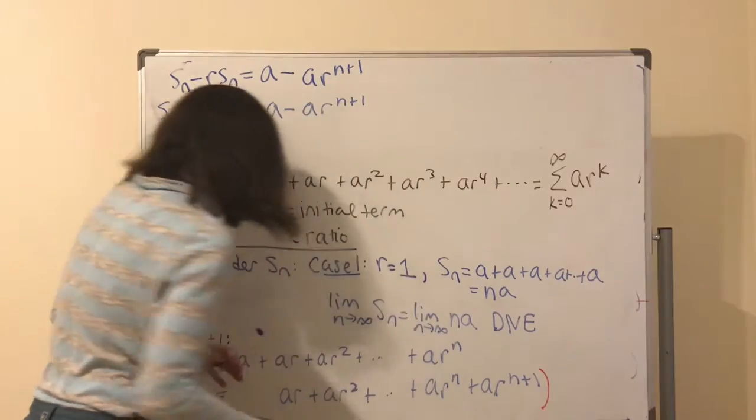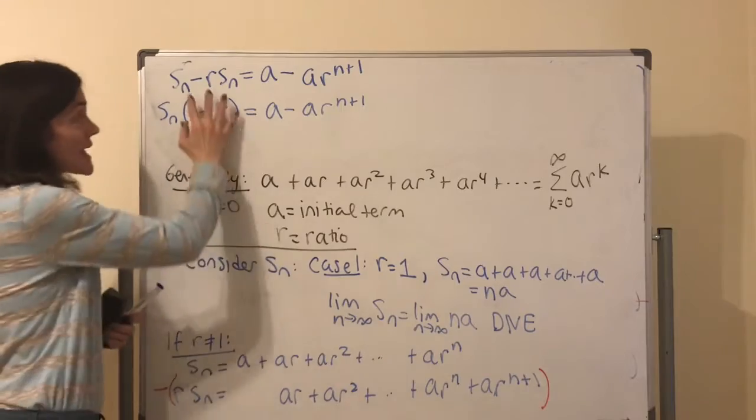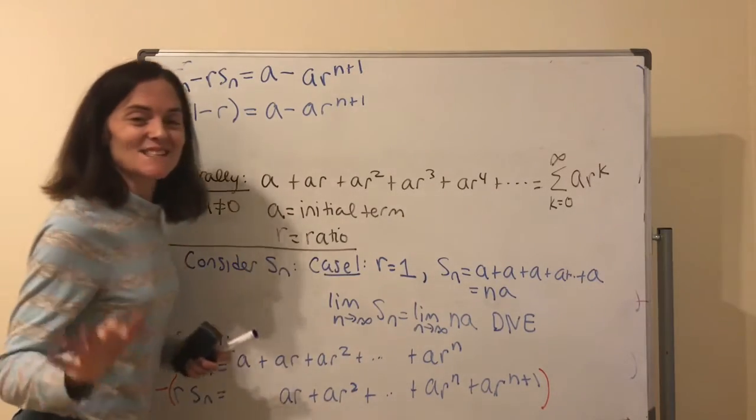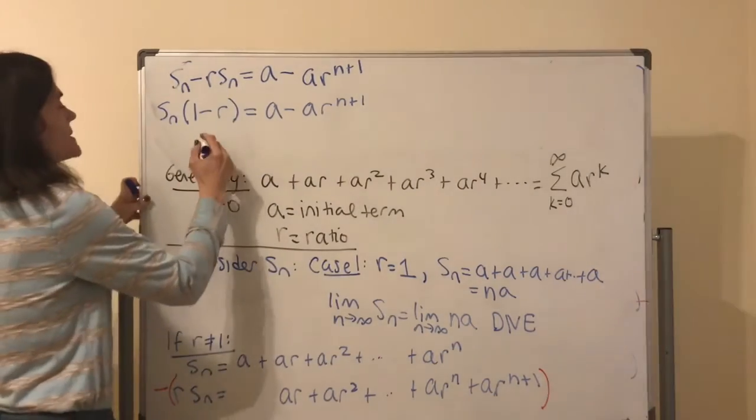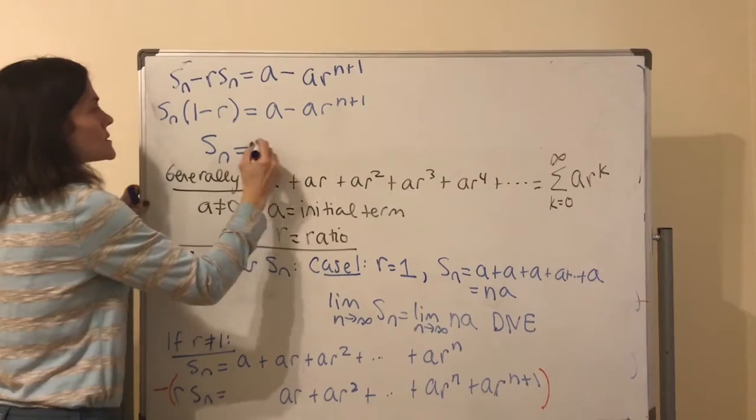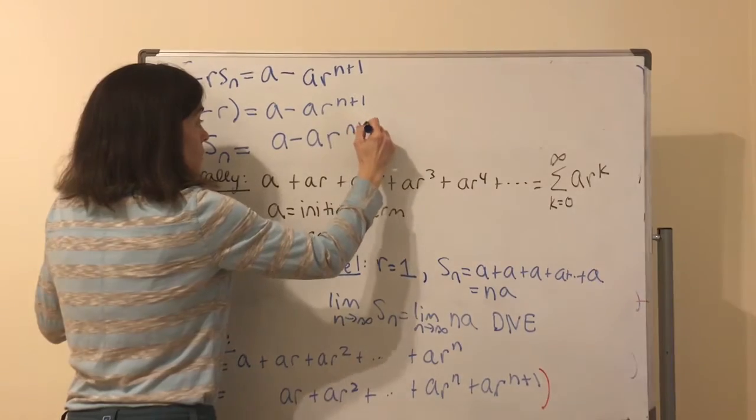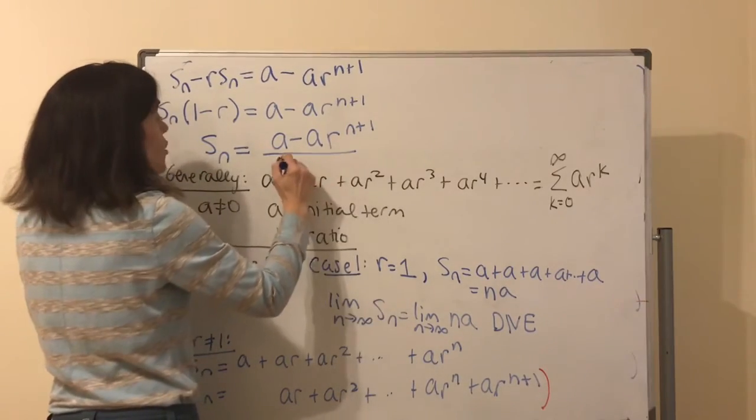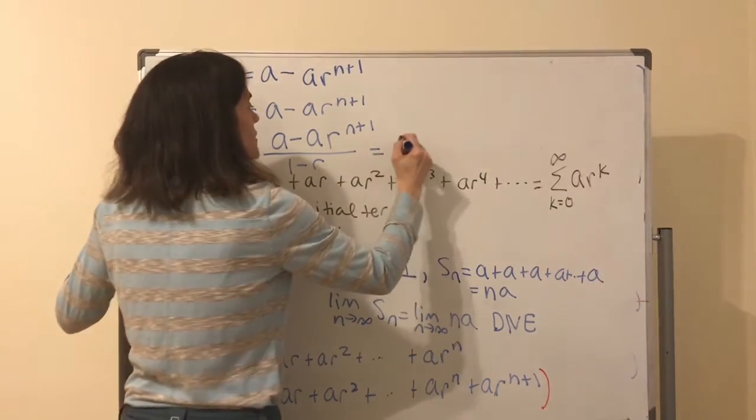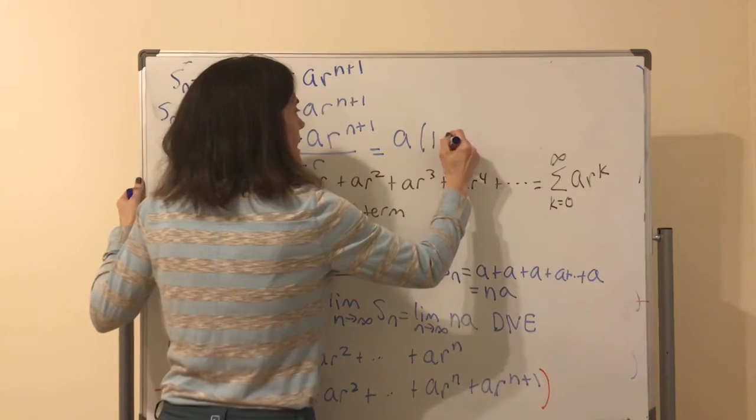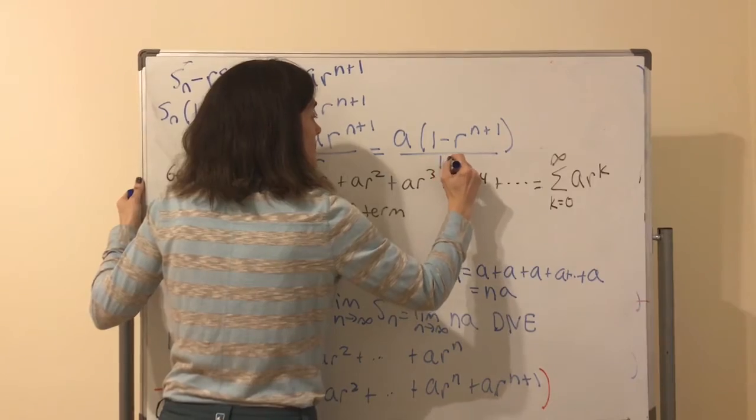Now, you see, I am in case 2, which means r is not equal to 1, which means I can divide, okay? And I can solve for Sn exactly. Sn equals a minus ar to the n plus 1 divided by 1 minus r. Or let's factor, I'll do one more little step: a times 1 minus r to the n plus 1 over 1 minus r.